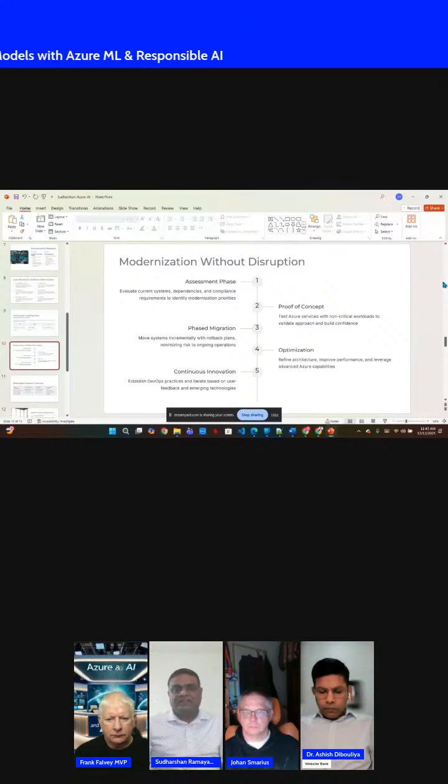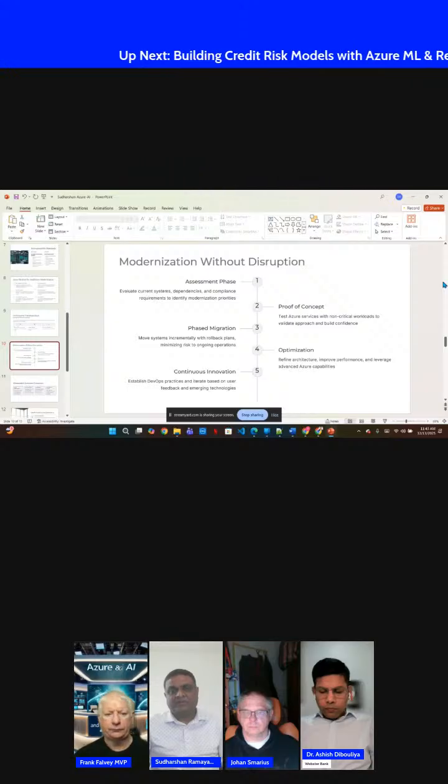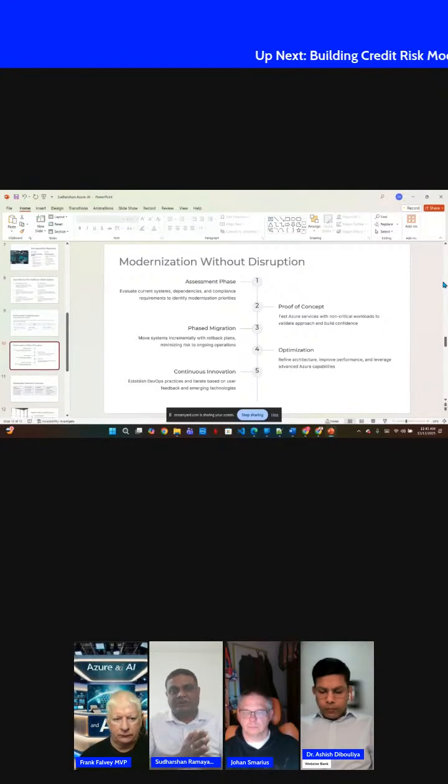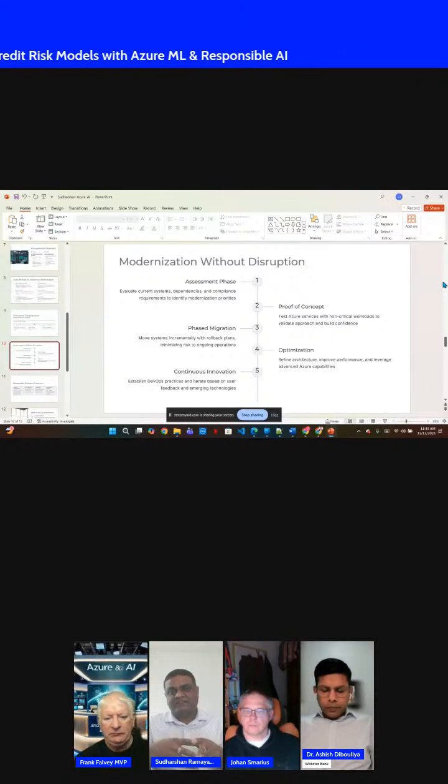And the third one is phased migration: move the system incrementally with rollback plans, minimizing risk to ongoing operations. For everything in the software industry, we need a rollback plan, because we cannot predict everything. If you are installing any new product, even though we are testing, we will see a lot of hiccups when it goes live. That's why we should always have a rollback plan, as well as DRs, which are dress rehearsals. Each migration compulsorily requires a rollback plan.